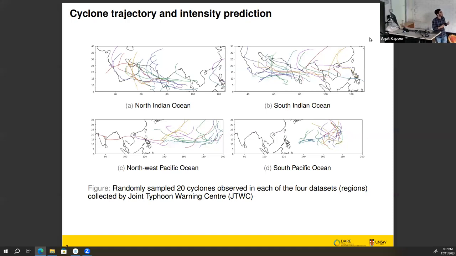I'll start by introducing the problem that we'll be looking at. This is the cyclone trajectory and intensity data set that we are working with. You'll see that there are four regions that we are considering, classified based on where the cyclones originate on the Earth's surface. This data was collected by the JTWC, the Joint Typhoon Warning Center. We have pre-processed it and created a data repository, which is being collectively used for a number of projects in our group here.